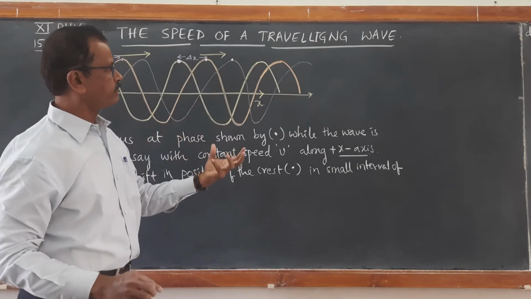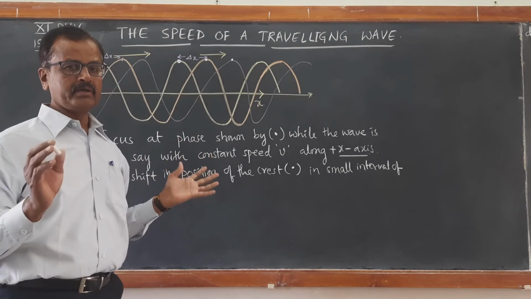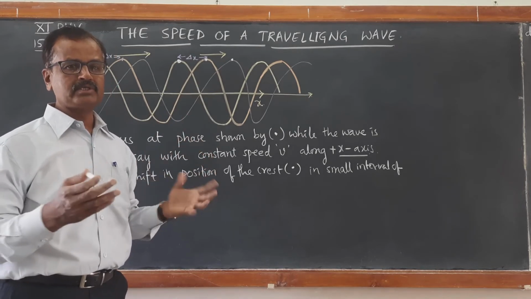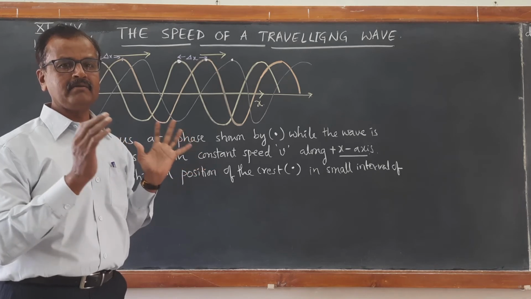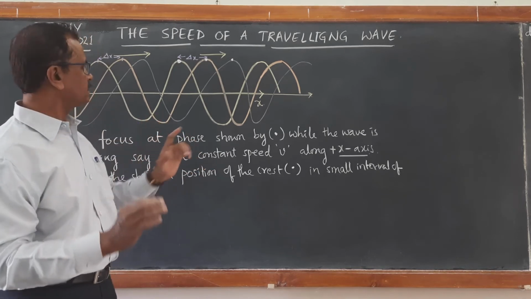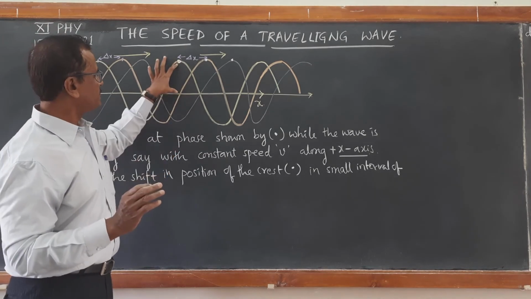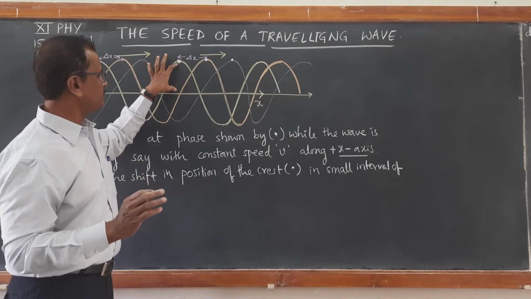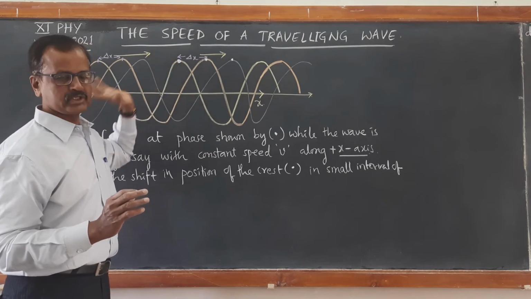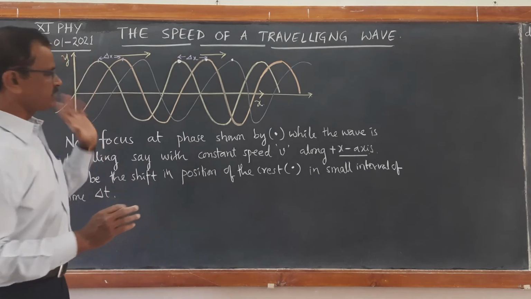So that is how we define the speed of a traveling wave. The speed of a traveling wave is the speed with which the phase of a particle moves. This is representing one particular phase: the phase of maximum displacement, the phase of the particle at the crest. So, the phase of the crest.